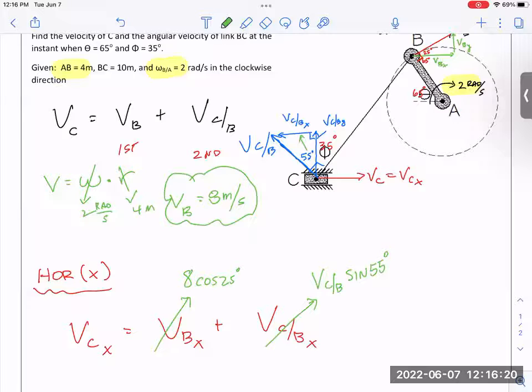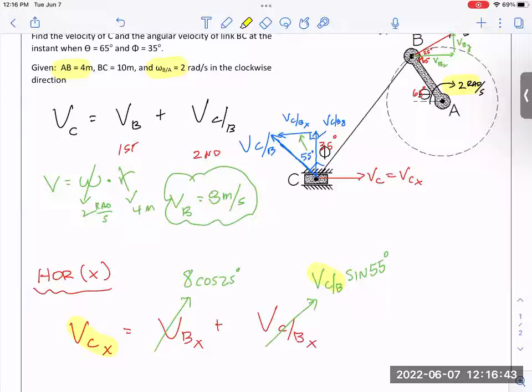That doesn't really do me a lot of good. So I'm done here. I'm stuck. This has got two unknowns in it. I've got this unknown and I still have that unknown. What's going to happen in a second when I jump to the vertical equation? It's going to have the same components. So I'm going to be able to solve two equations, two unknowns.